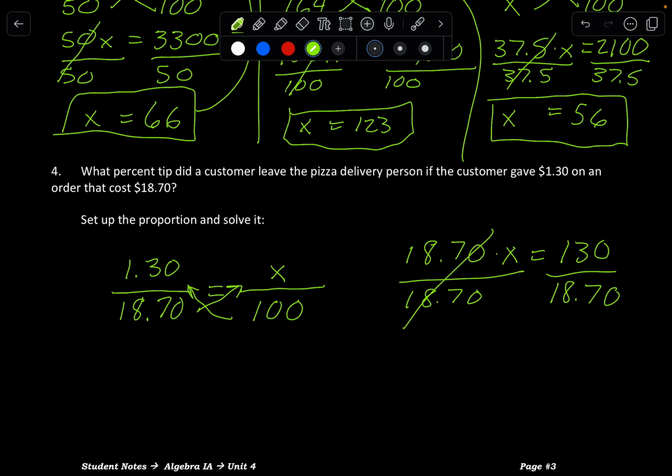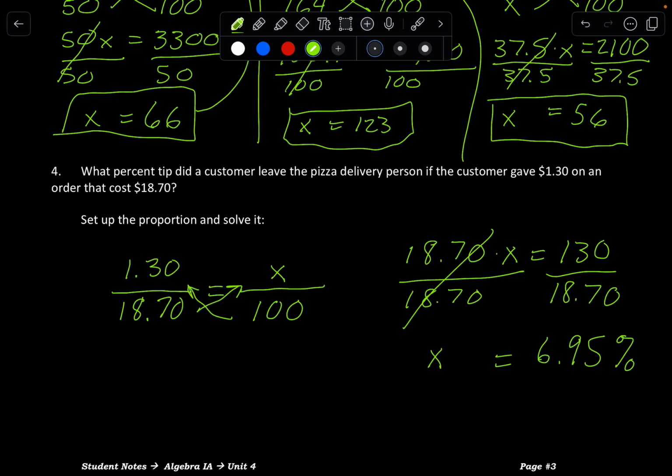On this side, again, that cancels out, and we get 1x, or just x. 130 divided by 18.7 on your calculator is going to be 6.95, which corresponds to the percent that we gave. So this person paying $1.30 on an $18.70 bill is tipping 6.95%, which was not a great percent here. Typically we tip a little higher than that, but that's okay.